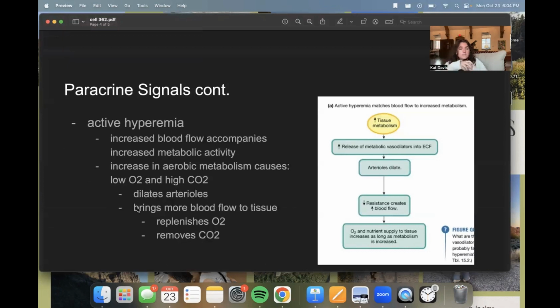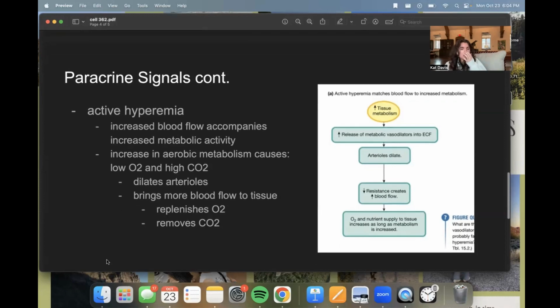So when you have a tissue that has an increased amount of aerobic metabolism going on, you're going to have low oxygen and high CO2. And then these two factors combined will dilate the arterioles, which brings more blood into the tissue, replaces the lost oxygen, and removes the waste product.